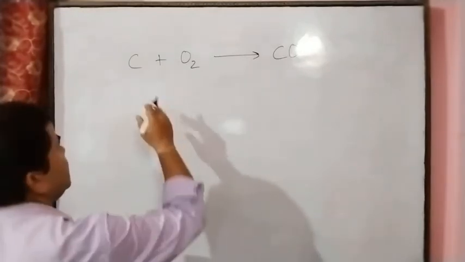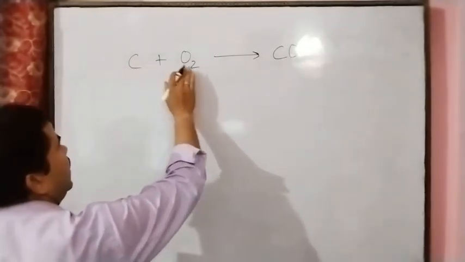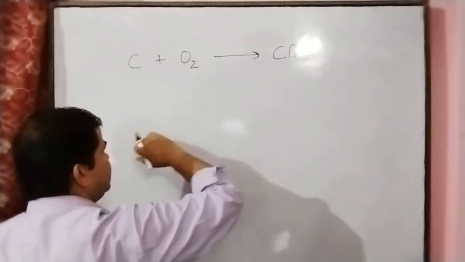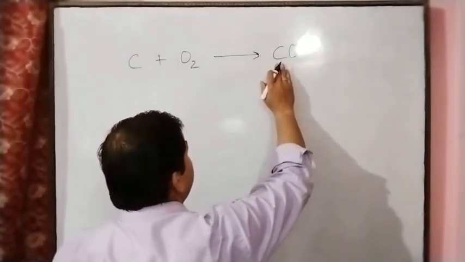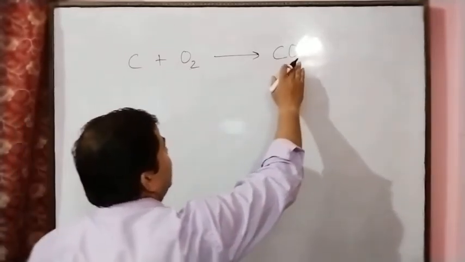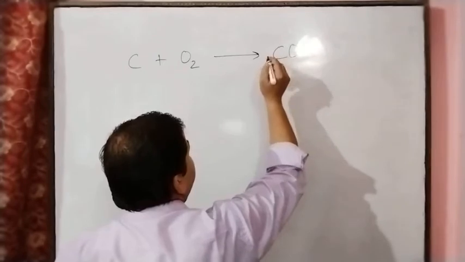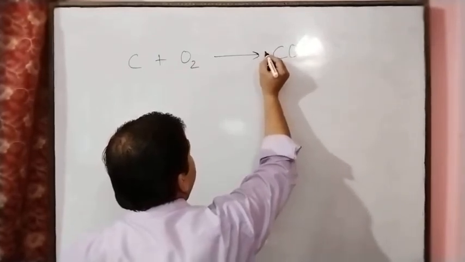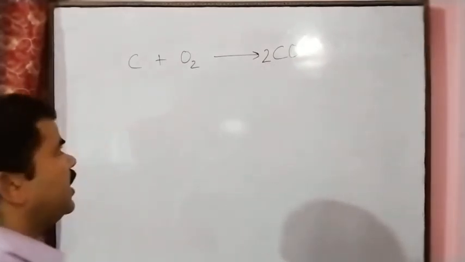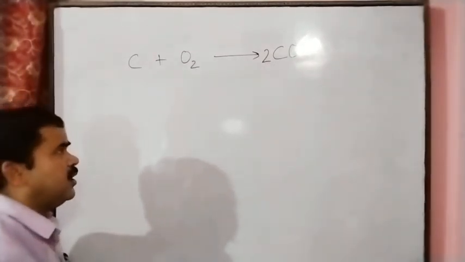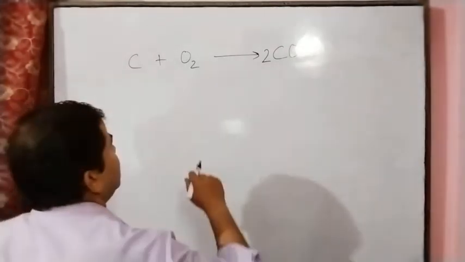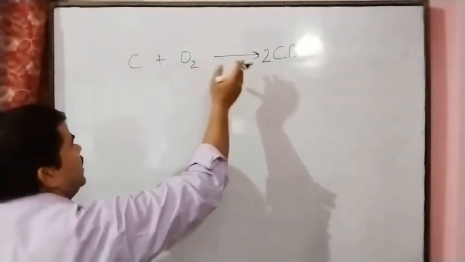So in this equation, carbon is only one atom and oxygen is two atoms. Carbon is only one on the reactant side, and on the product side carbon is also only one, but here oxygen is two and here oxygen is only one. So we will balance by writing a number in front of the compounds or in front of the elements.